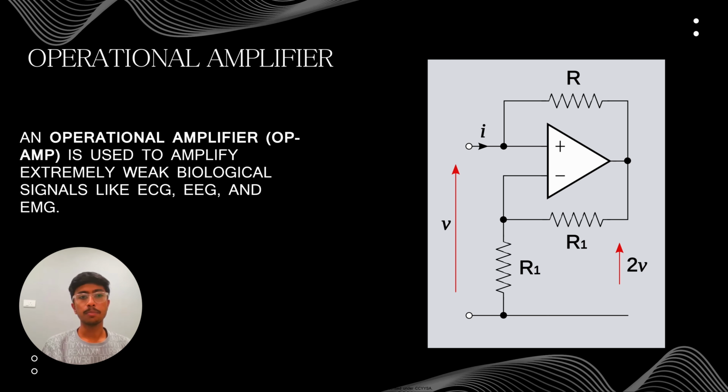Here you can see a basic operational amplifier. The non-inverting terminal is marked with plus and the inverting terminal is marked with minus. The gain or the output voltage depends on the difference of the input voltages. The resistors connected around the op-amp form the feedback network. This feedback controls the gain and amplification of weak biological signals. So in simple terms, op-amps help us take tiny signals and make them strong enough to analyze.